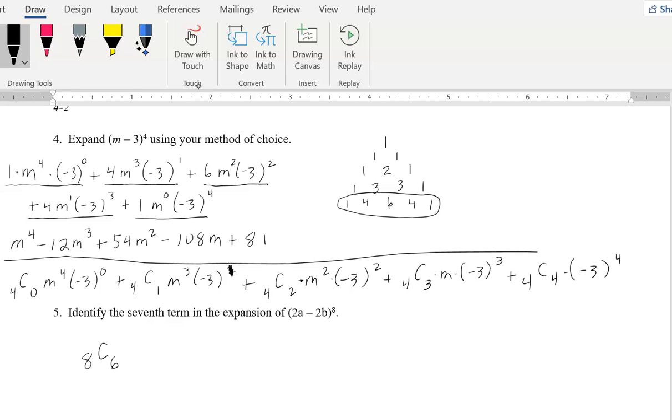And if you think about it, it makes sense, because notice when you expand with the binomial theorem, you always start at 4C0. So by the time you get to the 7th term, if you start at 0, this number would be 6. Okay, so it's always one number less. And then we're going to multiply, just take the first number inside the parentheses, 2a, the first term, and it's going to be raised to the difference between these two. 8 minus 6 is 2. And then we'll multiply that by the second term in the parentheses, negative 2b.